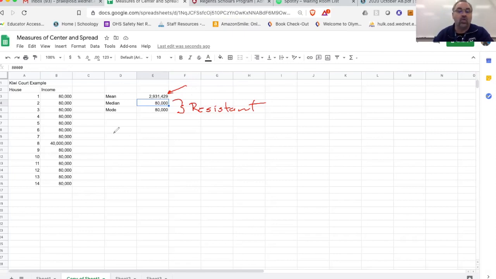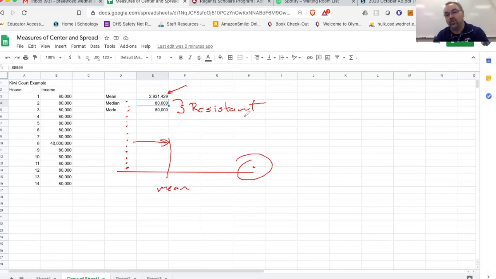Okay, and so when I think about when we were describing distributions before, in this case, our data set, if I were to make a quick dot plot, over here at 80,000 we'd have 13 dots. 1, 2, 3, 4, 5, 6, 7, 8, 9, 10, 11, 12, 13. And then way out here, we'd have one over at 40 million. And what has happened is the mean has been pulled to the right. So the mean actually drops over here somewhere. That's where our new mean is going to end up. And so the presence of that outlier is skewing the data to the right.